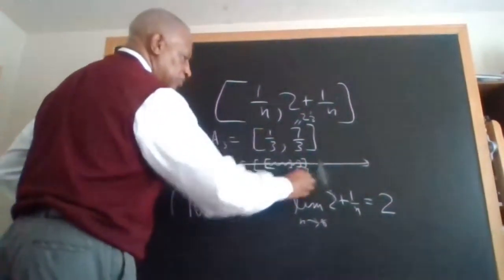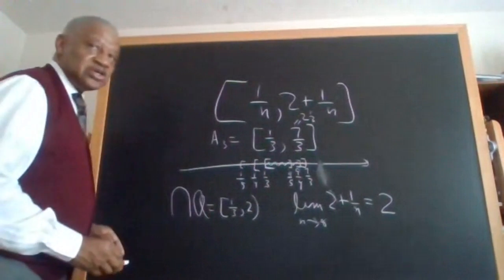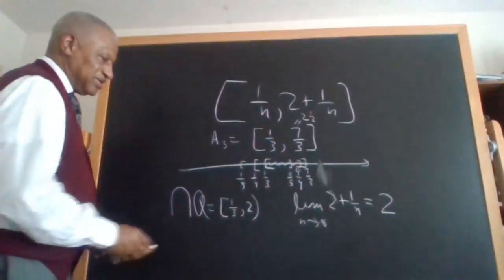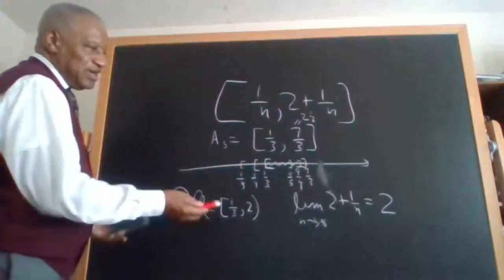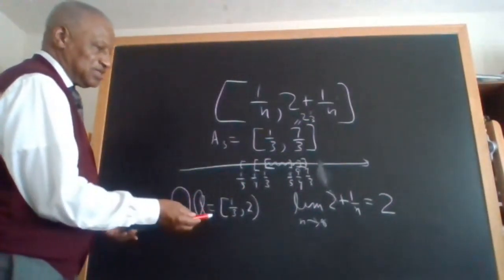And is 2 ever going to be reached? No. Never going to reach 2. So the intersection should be 1/3 to 2. Please correct. Now we got it right. You see why it's important? I'm glad we drew the picture because that helped us to see it, right?